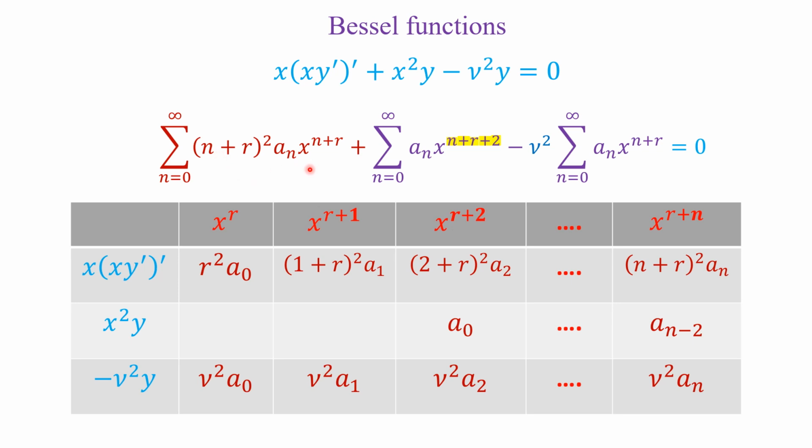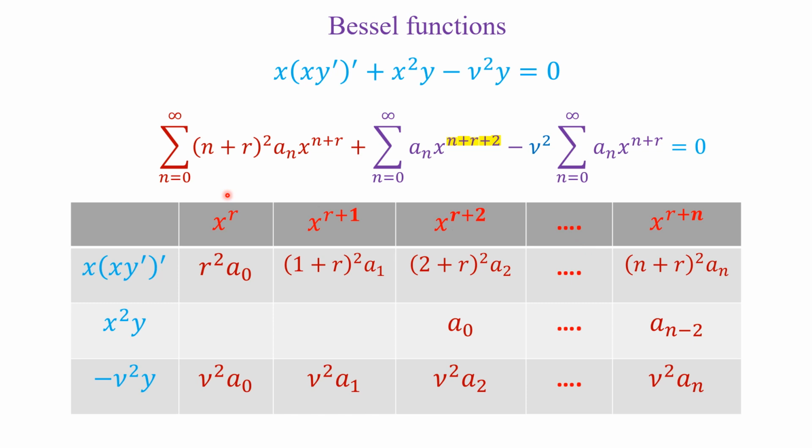Then when n is equal to 1, what will happen? That is x power r plus 1. N equal to 1 will become 1 plus r whole square a1. Similarly, when n equal to 2, that is x power r plus 2, this will become 2 plus r whole square into a2, because n is 2. It will go like this. So, generally, for x power r plus n, this will become n plus r whole square a n. This is the general term.